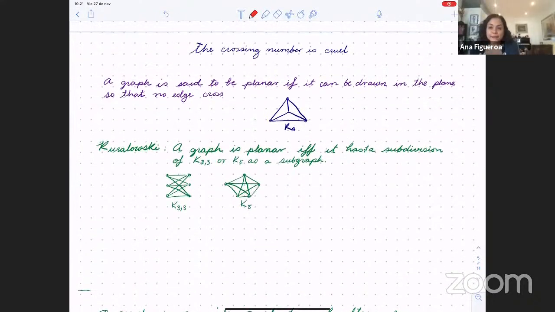Well, if I haven't convinced you yet that the crossing number problem is difficult, then I have to tell you that the crossing number is not only difficult but cruel. Let me think about a very, very basic problem. A graph is said to be planar if it can be drawn in the plane so that no edges cross, like K4 we've seen before. Here you have a very basic theorem that we prove in every basic course of graph theory that says that a graph is planar if it hasn't a subdivision of K3,3 or K5. And it is known that finding this kind of subgraphs, which are subdivisions of K3,3 or K5, can be done in polynomial time.